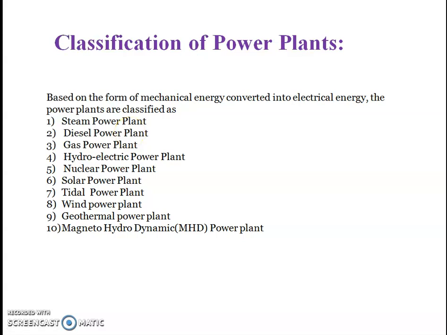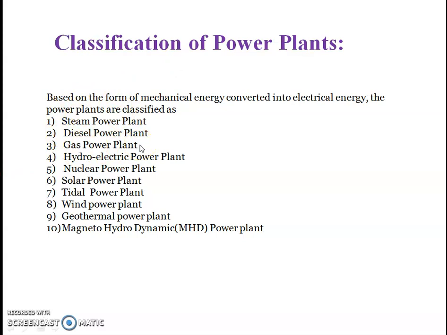And the second one is diesel power plant. Diesel power plant uses a diesel engine as a prime mover to drive the electrical generators for producing electric power. The main equipments of these plants are diesel engines, engine starting and engine supercharging equipment, oil handling, oil cooling systems and water cooling systems.